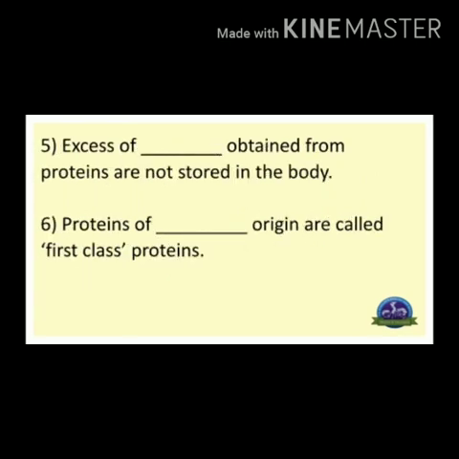Now read fifth fill in the blank. Excess of dash obtained from proteins are not stored in the body. Excess of amino acids obtained from proteins are not stored in the body. They are broken down and the ammonia formed is eliminated out of the body. So, answer is amino acids. Write down amino acids.